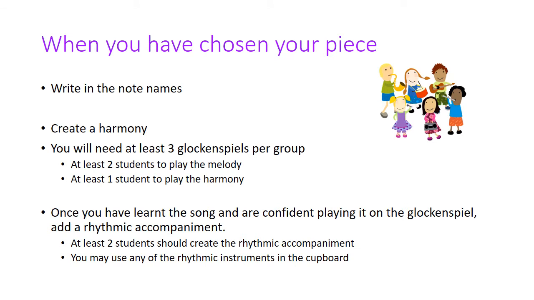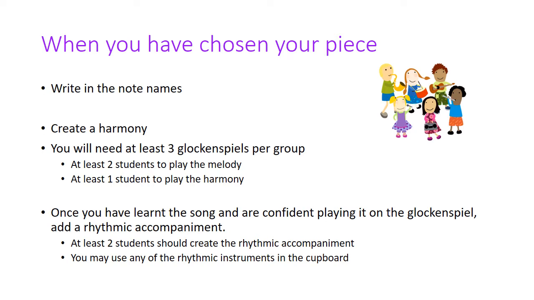So what do you do when you've chosen your piece? Your first thing is to write in the note names of the music. Two people will be playing the melody of the song. The melody is the tune. So if you choose Jingle Bells, it would be "jingle bells, jingle all the way." That is the melody. So you're going to have at least 2 students playing the melody. So 2 people in your group need to have the music, they need to write in the note names, and they need to practice this melody.